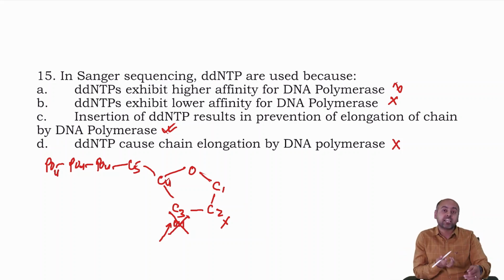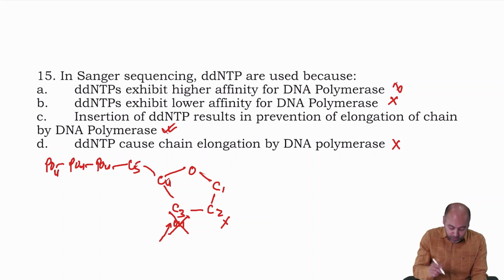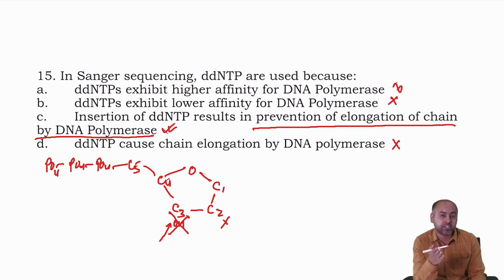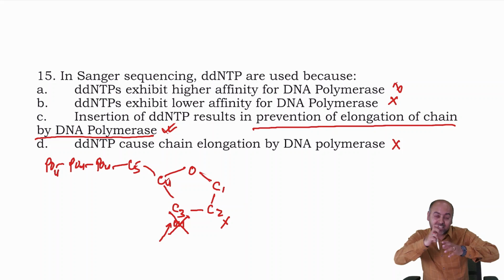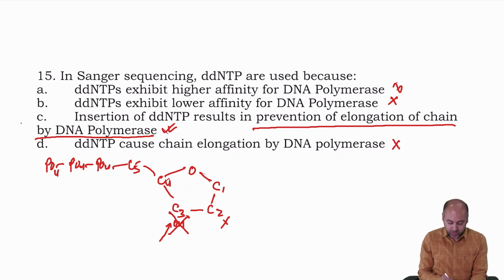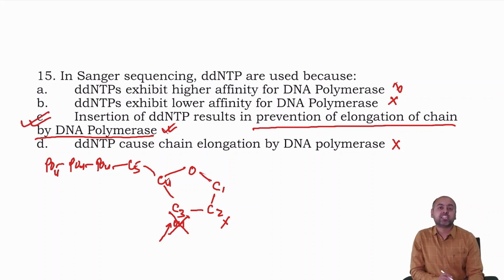That is why the next nucleotide which comes in is not able to attach, which prevents the elongation of the chain by DNA polymerase once the ddNTP is incorporated. So wherever the ddNTP gets incorporated, chain elongation will stop. But we can refer to the position of the type of nucleotide at that place, which will help us to read the sequence of the DNA. So in Sanger sequencing, the use of ddNTP is to prevent further elongation. Wherever the ddNTP gets incorporated, further elongation will stop.